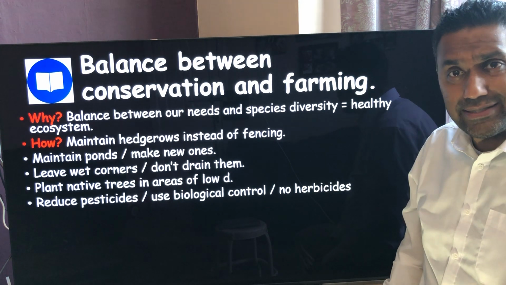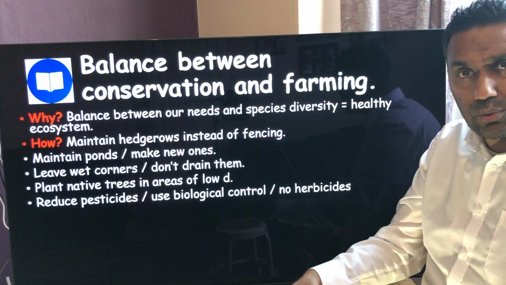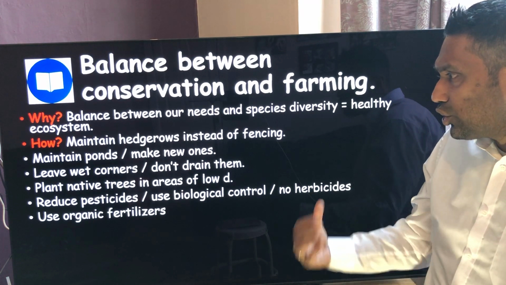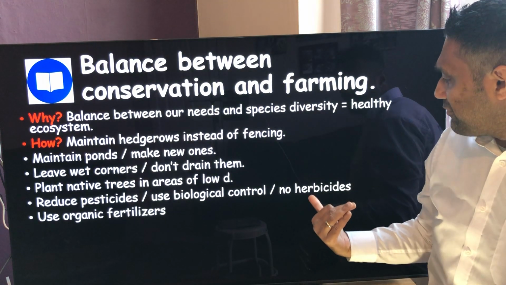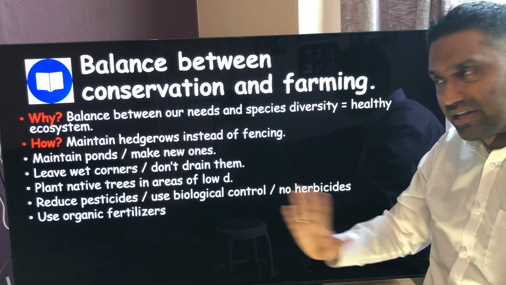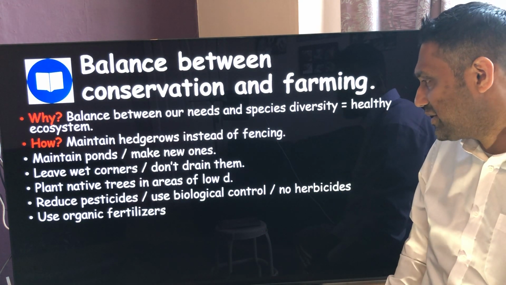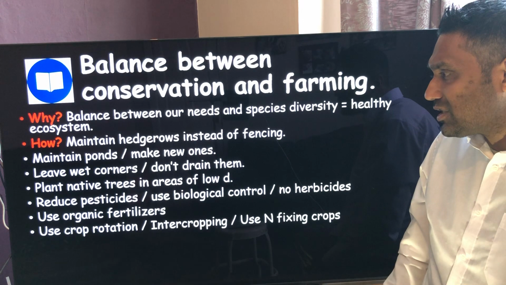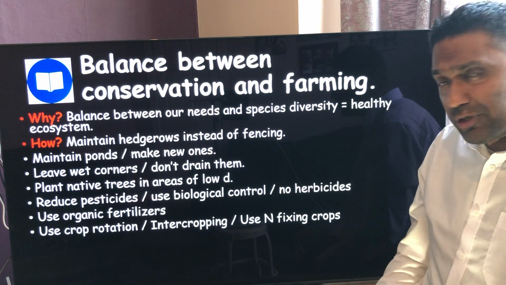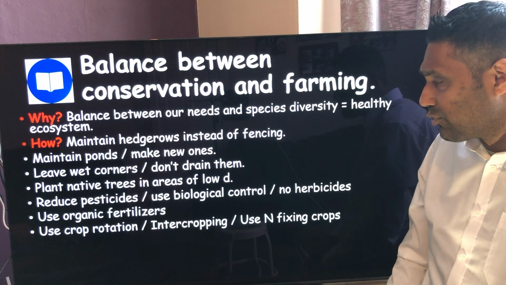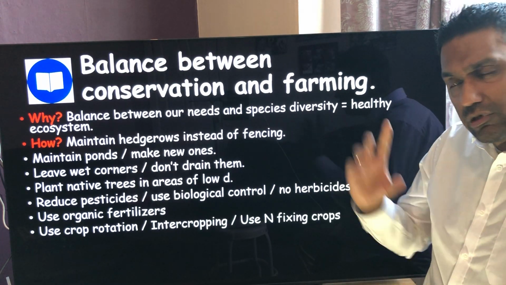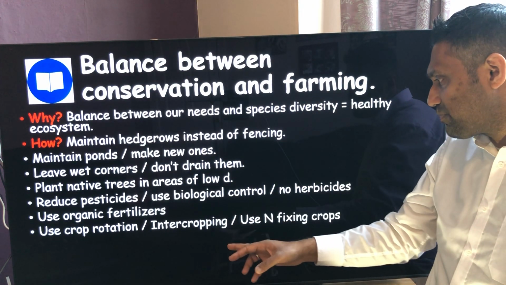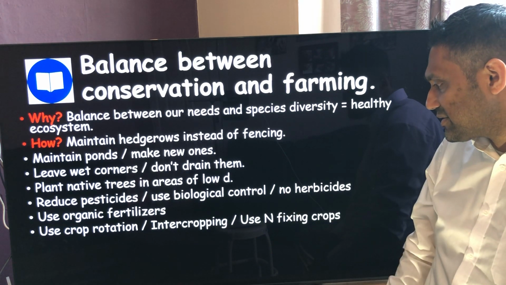Don't use herbicides. Herbicides are weed killers, spraying it with weed killers. Instead of using herbicides, use what we talked about before, intercropping instead, because that reduces your weeds. Use organic fertilizer, like manure and things like that, rather than using chemical fertilizer. We talked about crop rotation, grow different crops and use intercropping, so therefore you won't need herbicides.